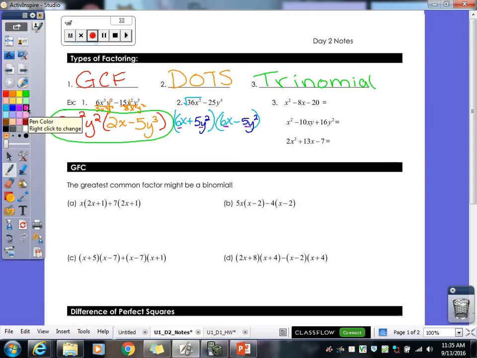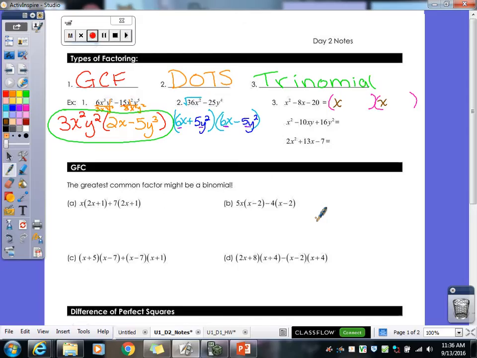And then our trinomial method, I like to refer to it as the guess and check method a lot of times, because really that's all you're doing. Is you are taking a guess as to what the right answer is, and then you have to kind of check in your head to see if you were actually right. So our first one, we have x squared minus 8x minus 20. So again, we start with our first term. To get x squared, we would have x and x.